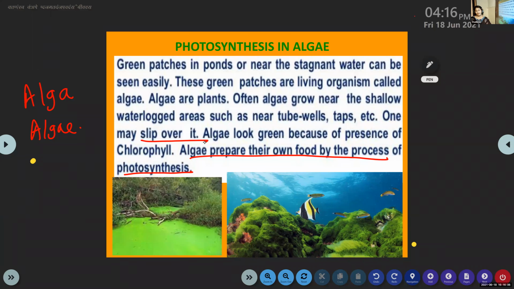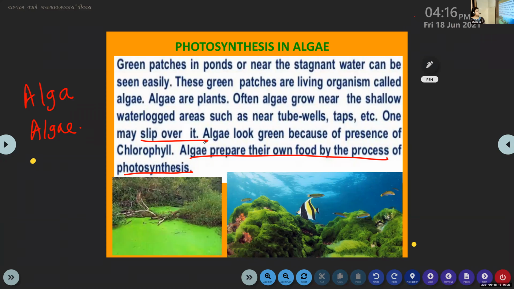And also underneath your seabed, you will see so much beautiful algae. Some algae are beautiful in color. Okay, green, but they may have some different colors also sometimes. So that is about photosynthesis for your knowledge.